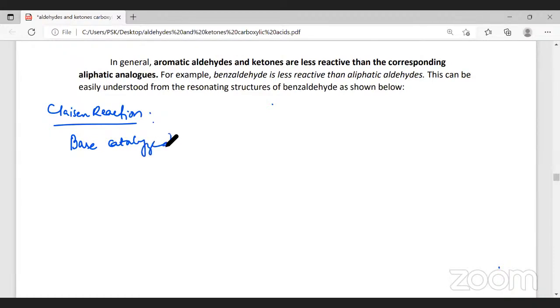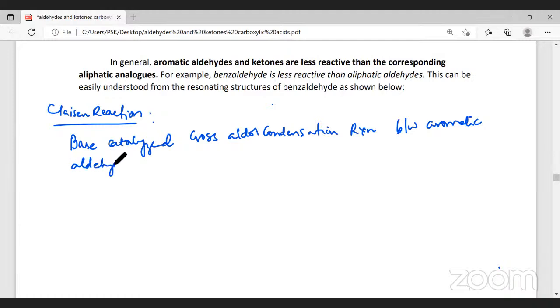So Clemmensen's condensation reaction is base catalyzed cross-aldol condensation reaction between aromatic aldehyde and aliphatic aldehyde or ketone. It is called Clemmensen's reaction.